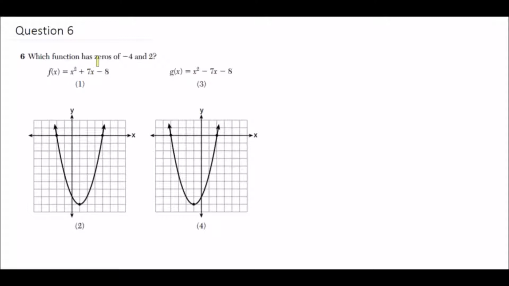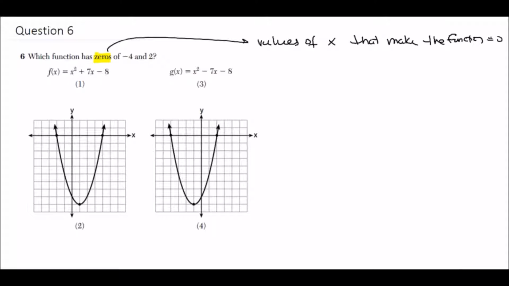We need to define the term zeros here. The zeros are the values of x that make the function equal to 0. Now, since the function is our y value, that would mean that the y value equals 0, which on a graph would equal our x-intercepts.